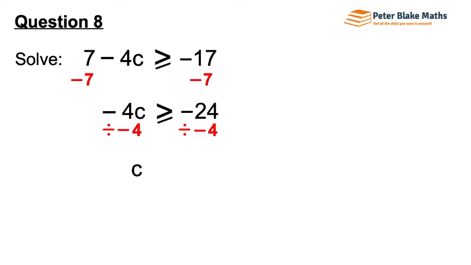Now watch what happens to the inequality sign. Instead of pointing to the right, it points to the left. Why? Because we were watching for multiplying or dividing by a negative, and what did we just do? We divided by a negative number. So that switches the inequality sign, and a minus divided by a minus makes a plus. 24 divided by 4 makes 6, so that's our answer there. C is less than or equal to 6.